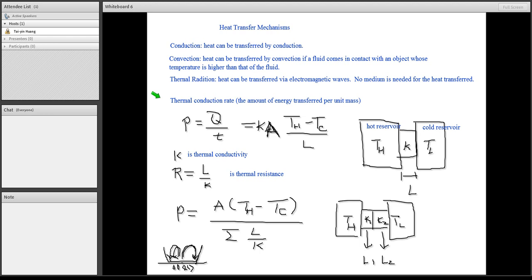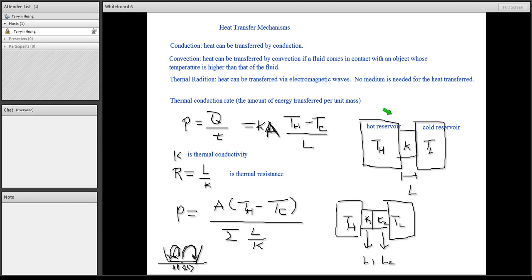So let's say when we look at this picture, we have one hot reservoir which has a temperature maintained at T sub H, which is a higher temperature than this cold reservoir, which maintains a temperature T sub L. So you have two different reservoirs, and between them is sandwiched an object. Because T sub H and T sub L are at different temperatures, we know that heat is going to flow from the hotter object to the lower temperature object.